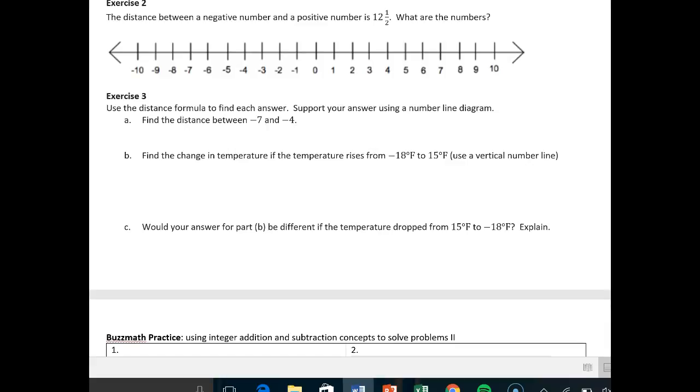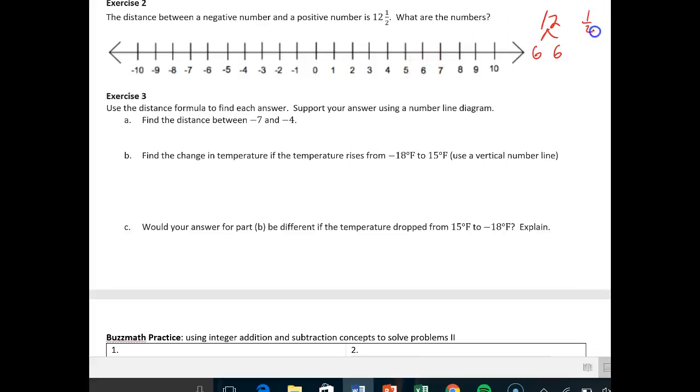So exercise 2, the distance between a negative number and a positive number is 12.5. What are the numbers? You could make up a whole bunch of different combinations. Let's just start off by saying, pick two numbers that have a distance of 12. Well, you could say negative 6 to 6. They have a distance of 12. So what did I do there? I just said, all right, here's 12. Let's split that in half between 6 and 6, right? So negative 6 and 6.